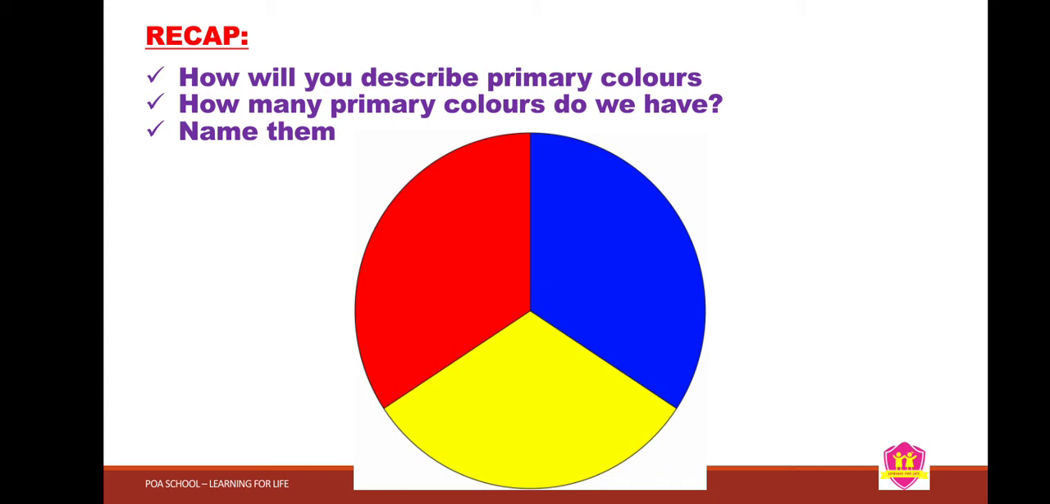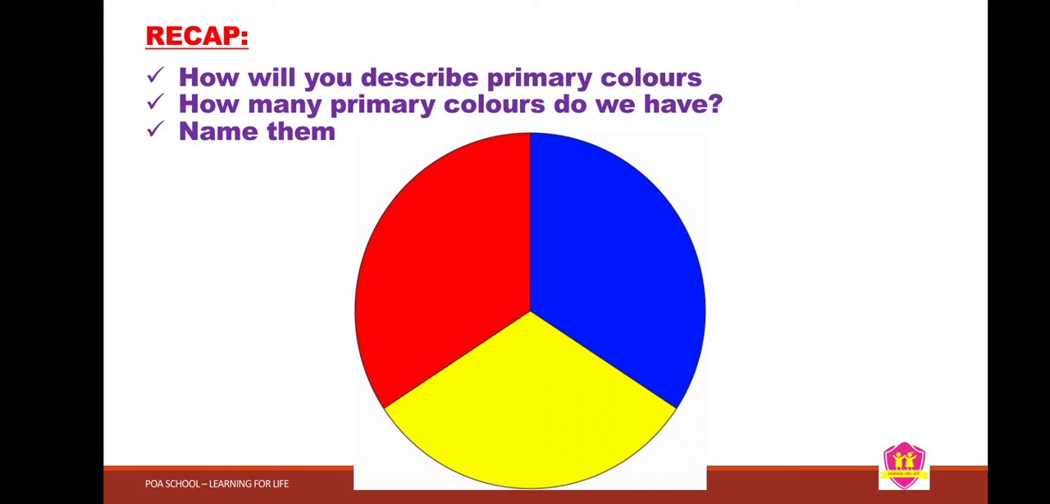Question 1. How will you describe primary colors? Question 2. How many primary colors do we have? And the last one, we are to name them. So taking the questions one by one. Primary colors are said to be the mother of all colors. They are colors that stand on their own, and moreover, no other colors can be mixed to get them.